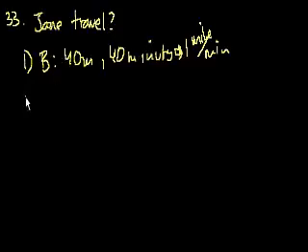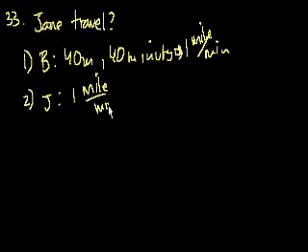It's useless. 2, Jane traveled at the same average rate as Bill. So that tells us that Jane also went 1 mile per minute. But we're not asking for how fast did Jane travel or what was her average rate. We're asking for how far did she travel.